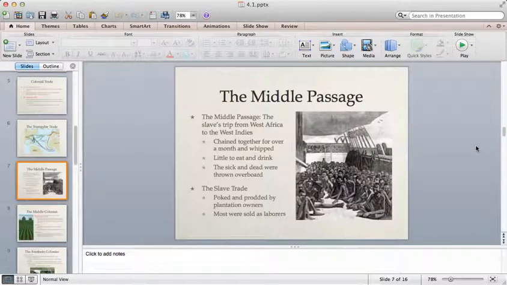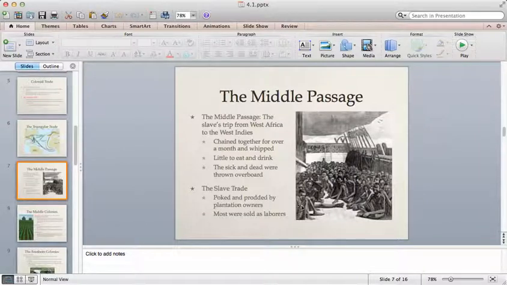That one leg of the triangular trade that brings the slaves to the West Indies from Africa was called the Middle Passage, and it was quite a horrific thing. Slaves are chained together for months at a time. They're whipped. They're not taken care of, given very little to eat or drink, and the sick and dead were thrown overboard often because they were seen as not really being worth the trouble. Obviously, it is apparent that at that time, Africans were really not seen as human beings. They were seen more as objects to make money off of.